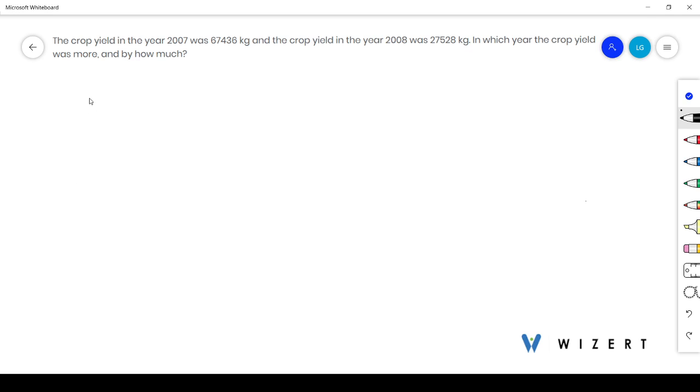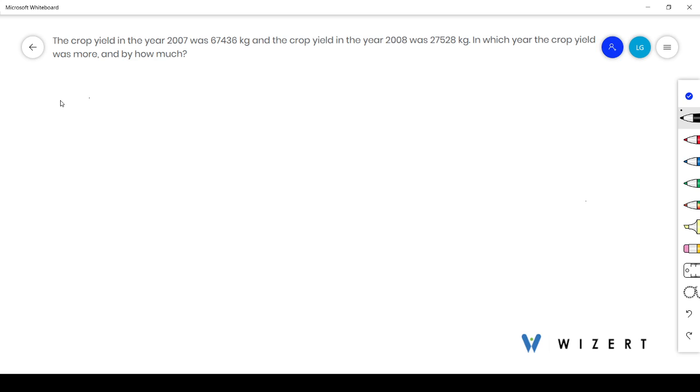Our question is, the crop yield in the year 2007 was 67,436 kilogram and the crop yield in the year 2008 was 27,528 kilogram. In which year the crop yield was more and by how much?